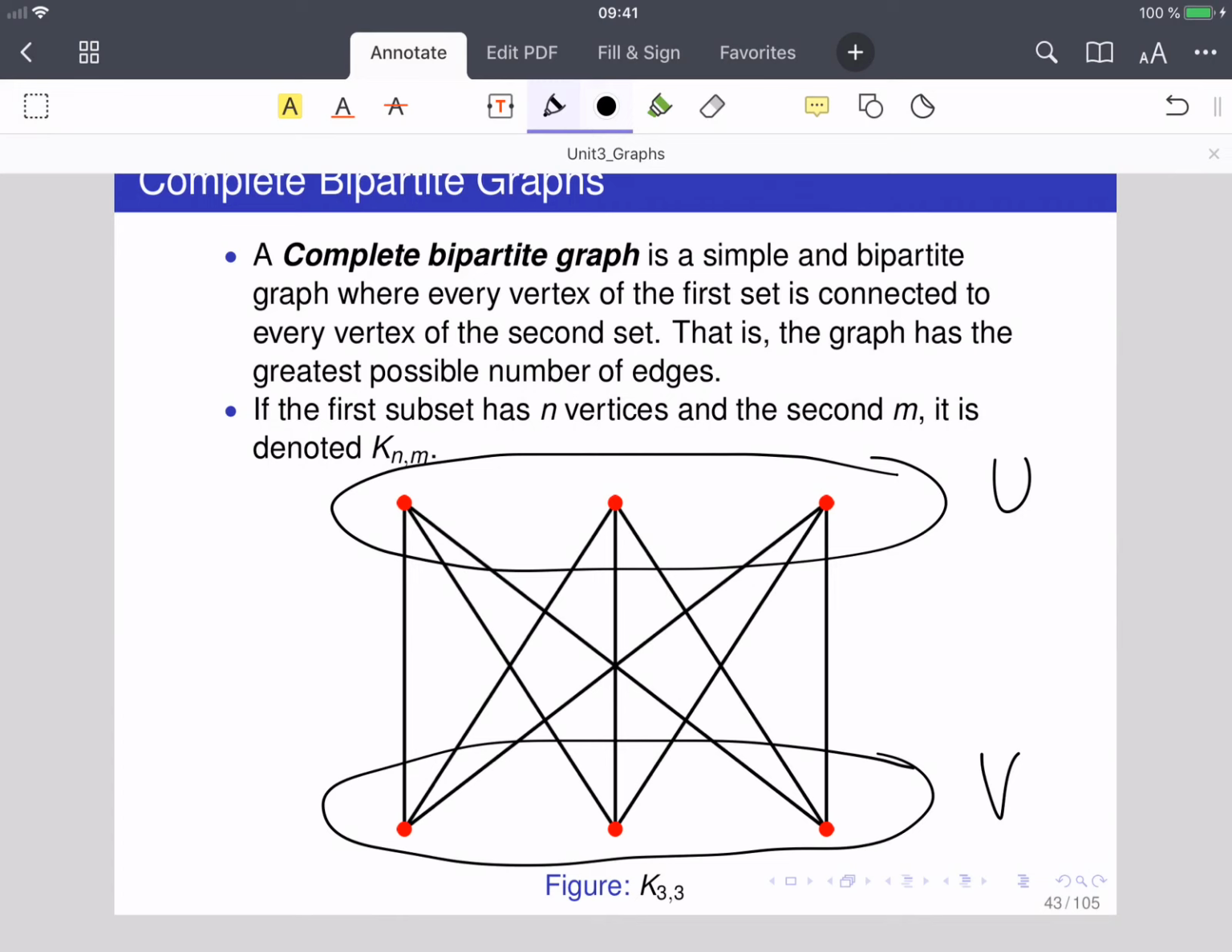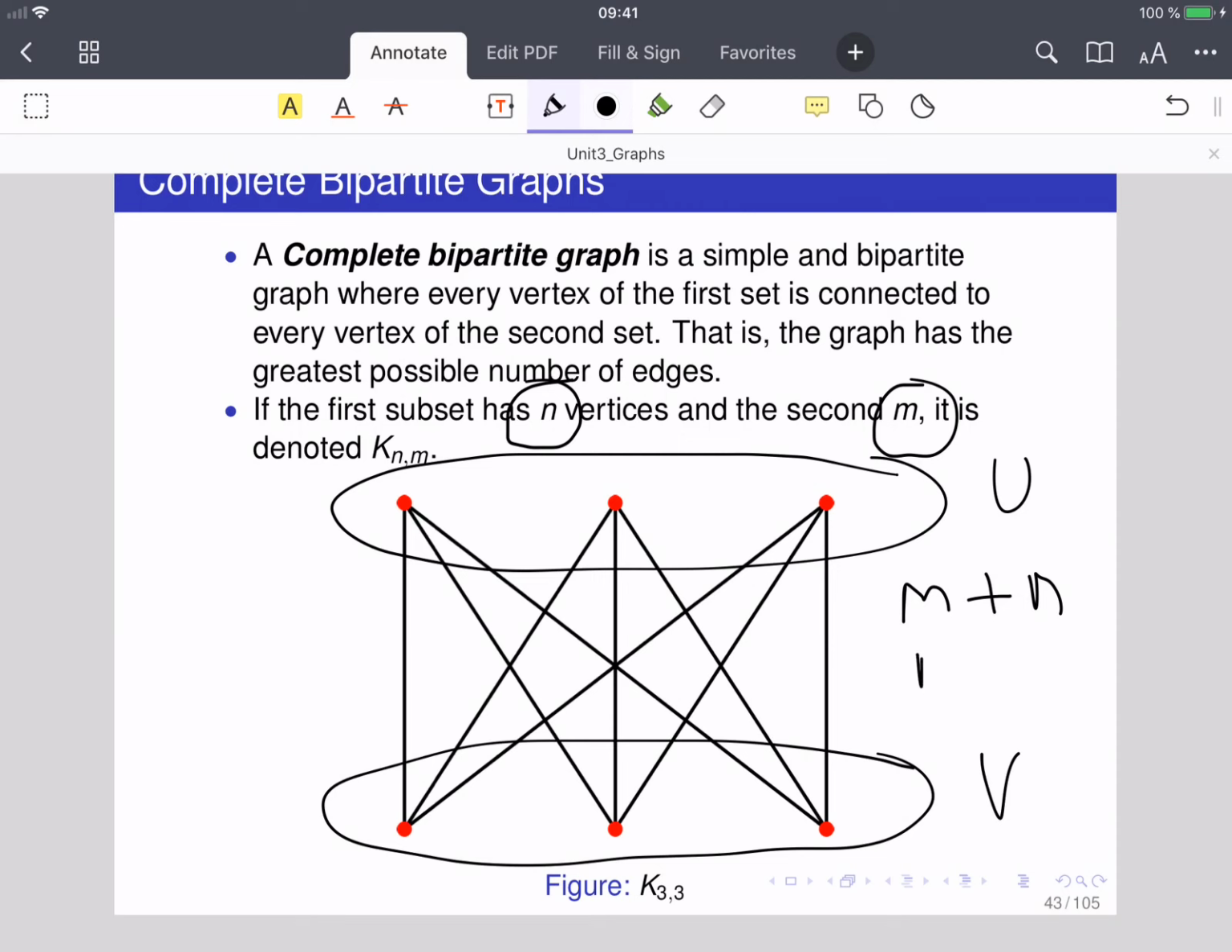Okay, and in this case, obviously, if I know the number of vertices in one part and the number of vertices in the other part, there is only one complete bipartite graph. If I know the number of vertices in each of the parts, then I know all that I need to know about the graph. I know the total number of vertices, which is of course m plus n, and I know all the connections. All the vertices in u are connected to all the vertices in v.